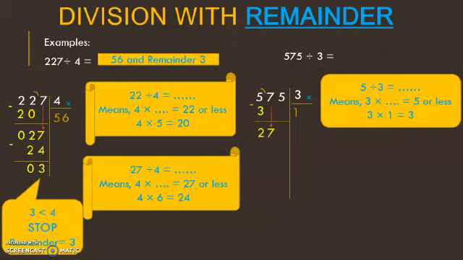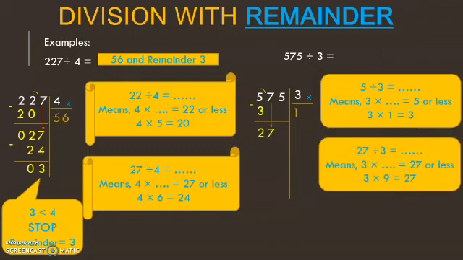Bring down the 7. I divide. 27 divided by 3 means 3 times what gives me 27 or less? 3 times 9, it's equal to 27. I write 9. Then multiply. 9 times 3, it's equal to 27. Subtract. 7 minus 7 is equal to 0 and 2 minus 2 is equal to 0.